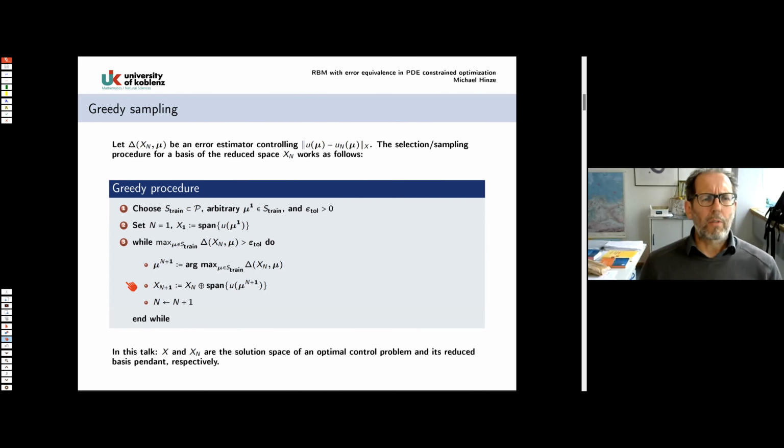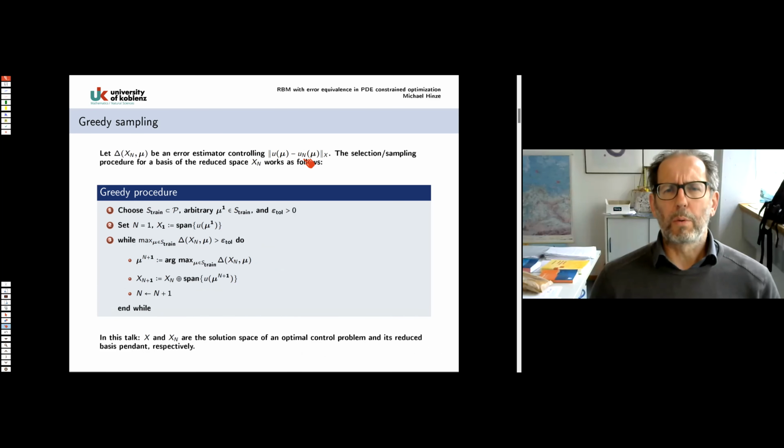Yeah, so in the heart of everything is a greedy procedure where one has available an error estimator controlling the error of the true solution, depending on the parameter, and its reduced basis solution, which I now here denote by U sub n. This U sub n, of course, might be a finite element solution, but in our context, the Galerkin approximation is a true solution at a given parameter. And the question now is, can we sample parameters on the basis of a reliable and effective estimator, which controls this error?